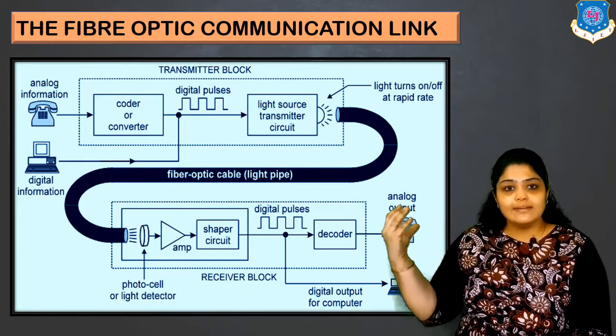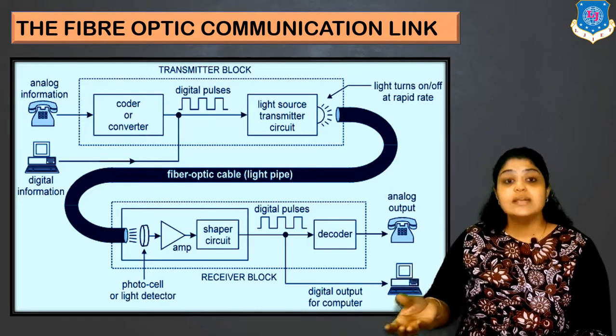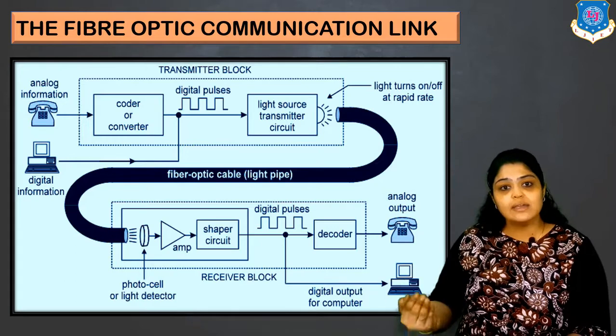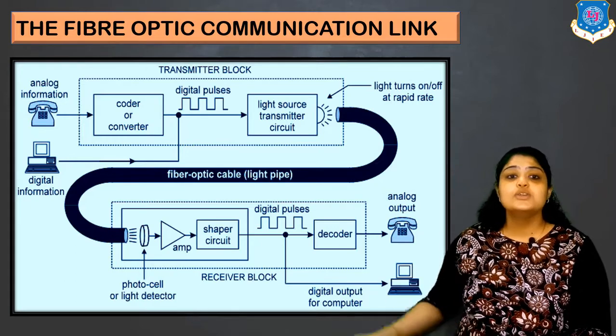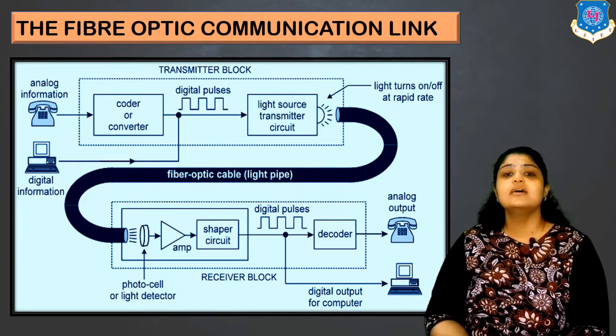So you can see clearly that transmitter needs conversion into light and receiver receives in the form of light, and that needs the conversion back into analog or digital signal. So this is the diagram which represents the fiber optic communication link.